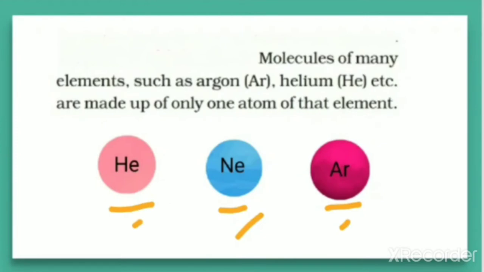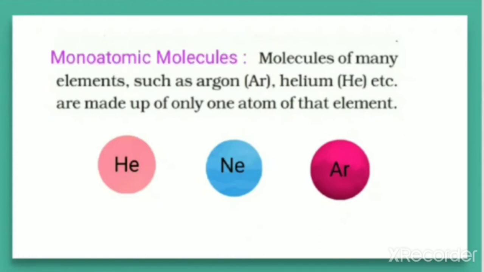Such type of molecules which is made up of only one atom of that element is called as a monoatomic molecule. So what is monoatomic molecule? Mono words relate to single. So single atom, that means the molecule which is made up of single atom, that is called as monoatomic molecule. So as it is shown in the figure itself, you can find there is only single atom.